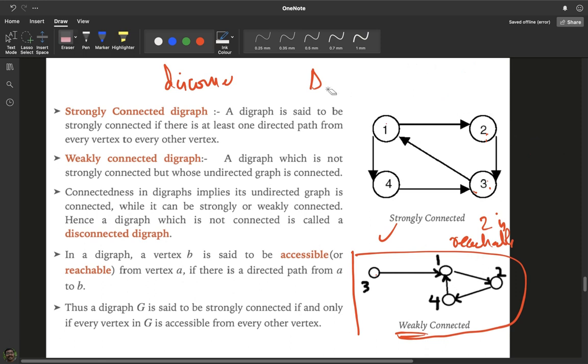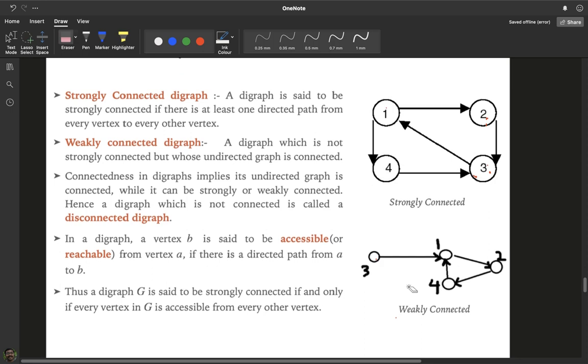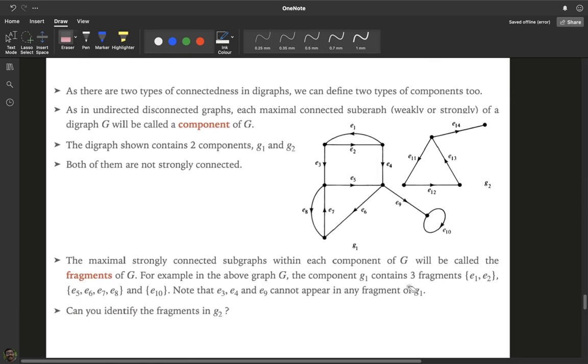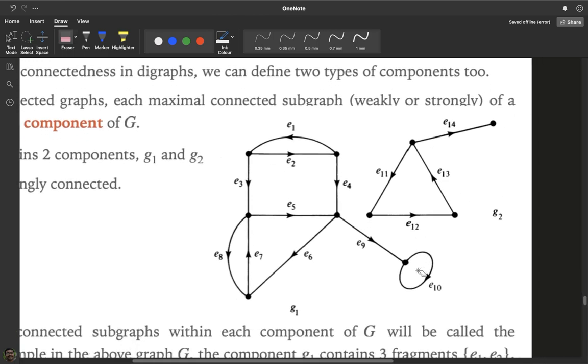I hope it is clear, and let us come to the final section here. Since we have already talked about two types of connectedness, we can also now talk of disconnectedness. So let us take a disconnected graph here. Look at this graph. This is a disconnected graph, and it has two components.